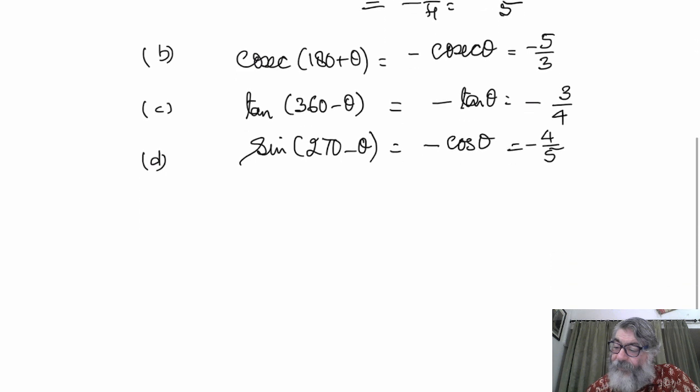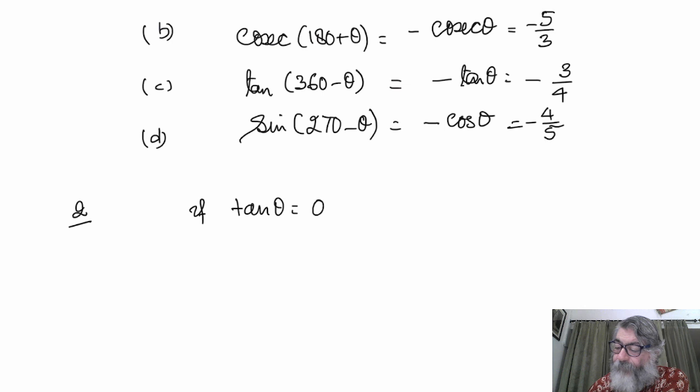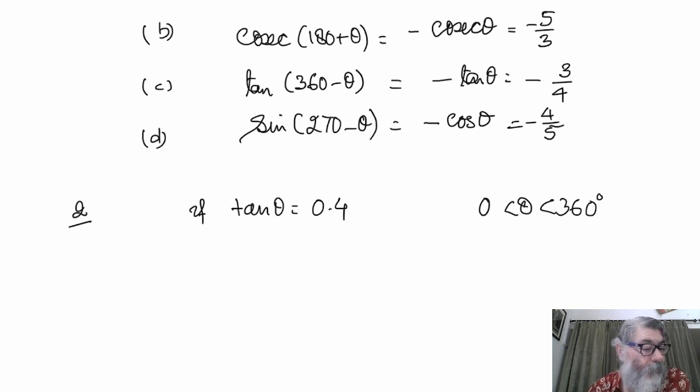Next, second question. He gives you the value of tan theta. If tan theta is equal to 0.4, he says find the value of theta and sine theta in between 0 and 360 degrees. Now tan theta is 0.4. So first of all we have to write what is the value of theta.